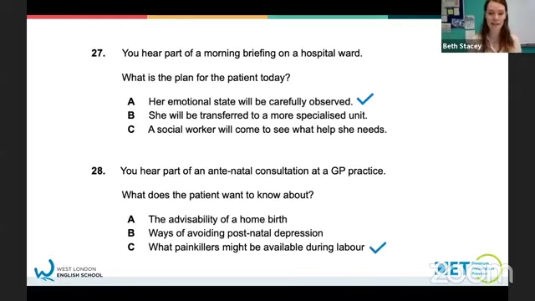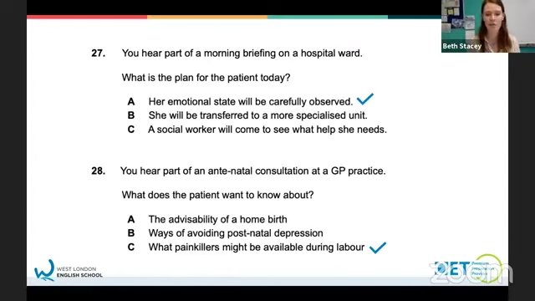Now for question 28, the answer was C, what painkillers might be available during labour. And this is because the patient specifically asked, she said, I wondered about an at-home epidural, and she also mentioned pethidine. So she was asking about the painkillers. She wasn't asking about the advisability of a home birth because she said, I'm determined to give birth at home this time. And she did mention postnatal depression, but the main purpose of the chat wasn't to talk about ways of avoiding postnatal depression. And she didn't ask about this. So even though there were distractors, the answer had to be C.